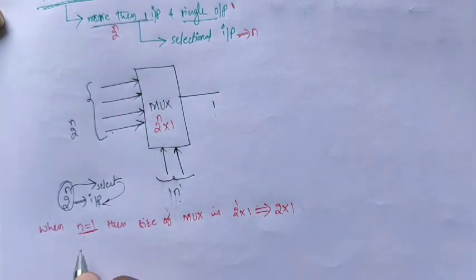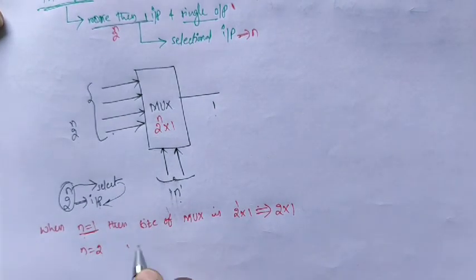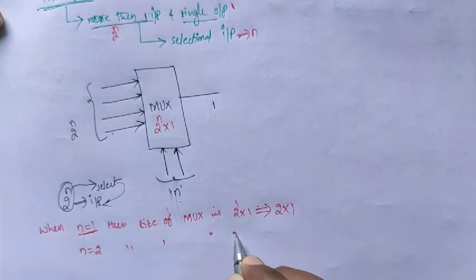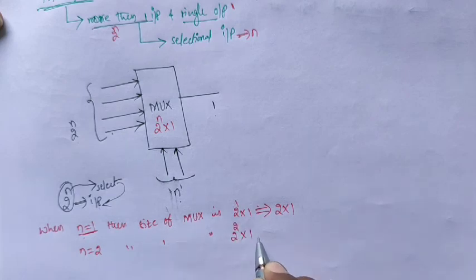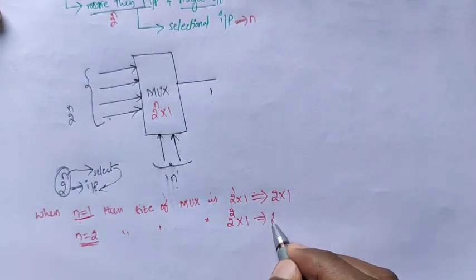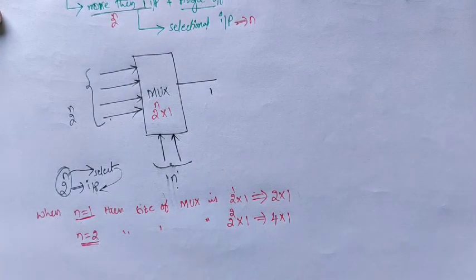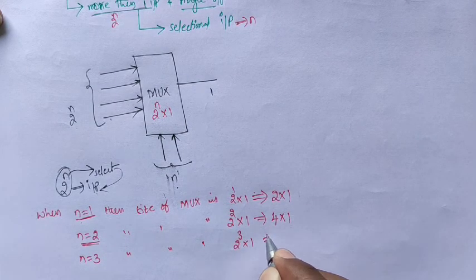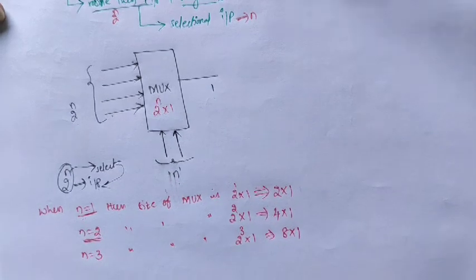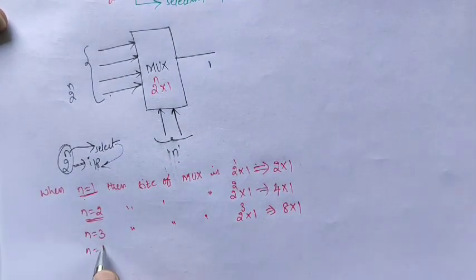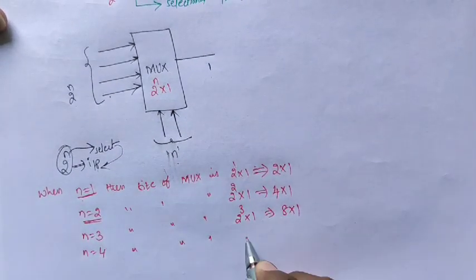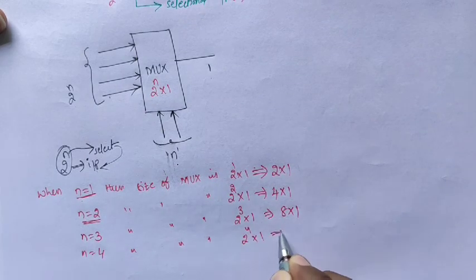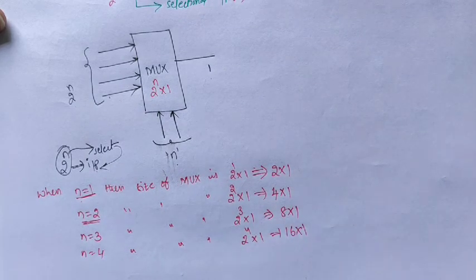When n is equal to 2, the size of the MUX is 2 to the power of 2 by 1. The number of selection lines is 2, so the size of the multiplexer is 4 by 1. When n is equal to 3, the size of the multiplexer is 2 to the power of 3 by 1, that is 8 by 1. When n is equal to 4, 2 to the power of 4 by 1, that is a 16 by 1 MUX.